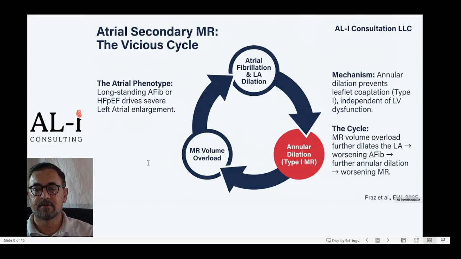Now, ponder AFib or heart failure with preserved ejection fraction. In both these situations, there is severe left atrial enlargement. AFib causes annular dilatation that prevents leaflet coaptation, leading to MR. MR dilates the left atrium further, causing more annular dilatation and worsening MR. Thus, long-standing AFib and heart failure with preserved ejection fraction drive severe LA enlargement, driving the MR.